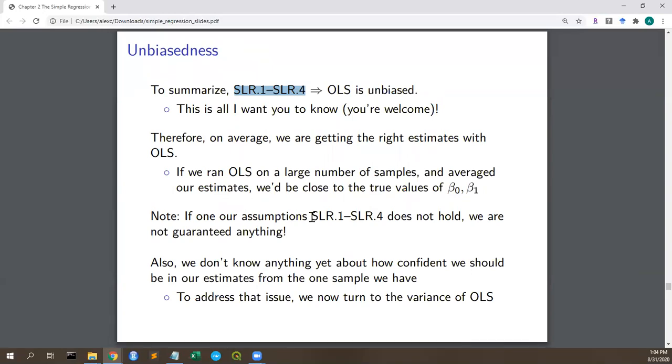So if one of these assumptions, 1 through 4, does not hold, we're not guaranteed anything. And that's not good, right? So we also don't know anything about how confident we should be in our estimates from the single sample. So now we're going to have to turn to the variance or the statistical inference properties of OLS.